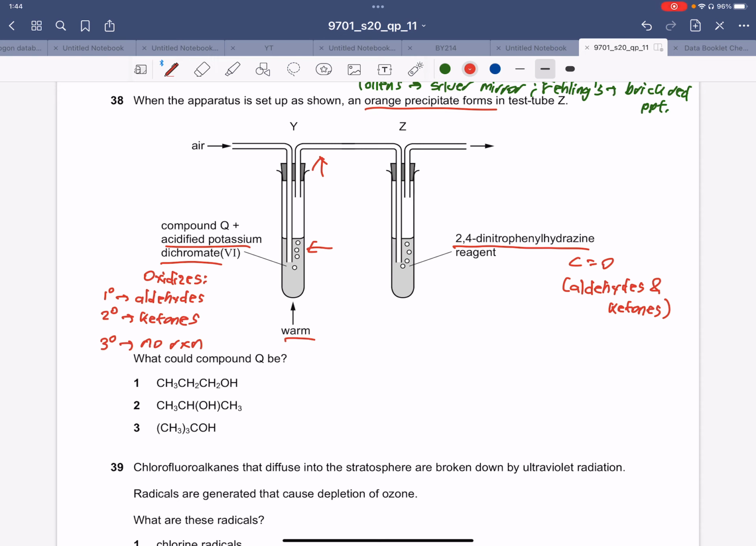So what could compound Q be? That just means we need to make sure it's going to be a primary or secondary alcohol. That way we actually get a successful test and get a carbonyl. Let's move on and just solve it.